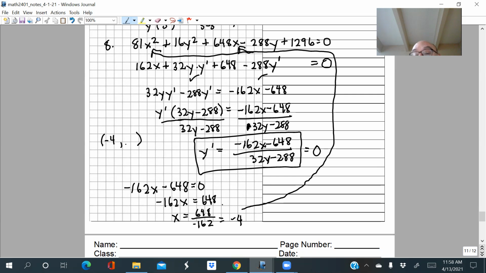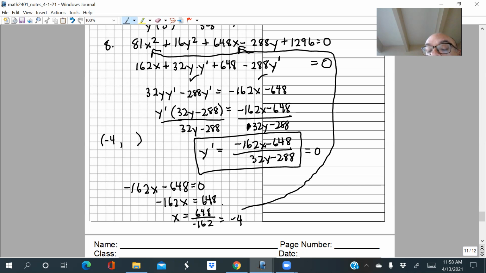Now, what about where it's vertical? So what do we say about vertical lines? What's their slope? Undefined. So the question you're asking yourself here is, where is this fraction going to be undefined? Not 0, but where is it going to be undefined? Okay, well, when does a fraction turn out to be undefined? The bottom equals 0, right? You cannot divide by 0, right?